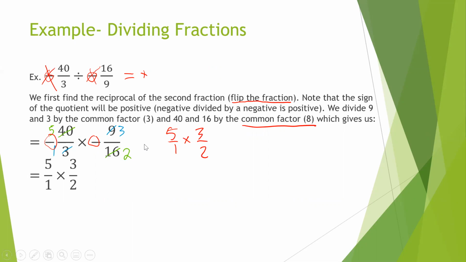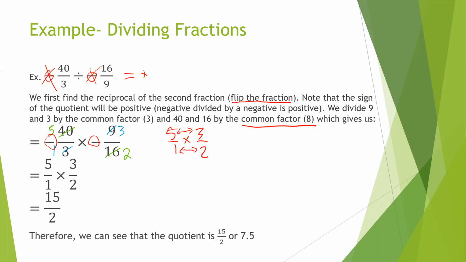All I'm doing is simply multiplying this fraction. And I know when I multiply fractions, I simply multiply across. So 5 times 3 is 15, and 1 times 2 is 2. And that is all I need to do in this case. So I can clearly see here that my quotient is 15 over 2, or I can actually write that as a decimal if I prefer, as 7.5.